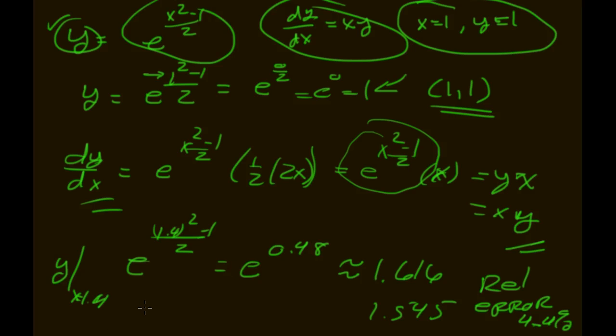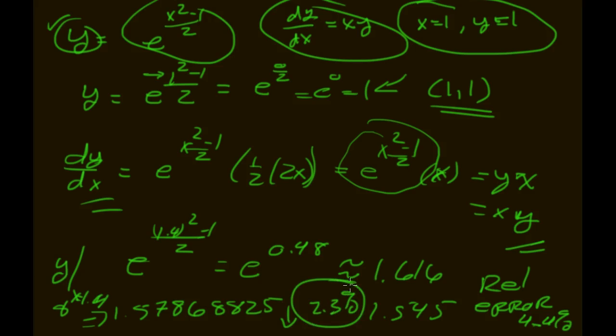Now, I'm not going to work all of that out, but I will show this: if you did this with 8 steps instead of 4, you would end up with 1.57868825, and your relative error would drop to 2.3%. So Euler's method with more steps is going to cause your relative error to drop every time you add more steps into the process. Now, adding more steps causes you to have more computational cost, but you'll gain accuracy with that process.